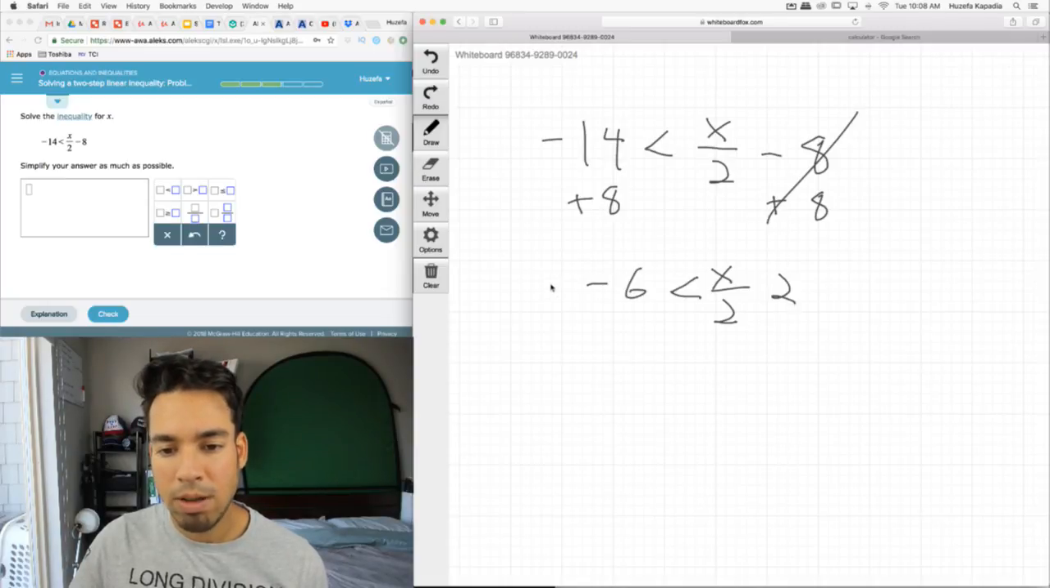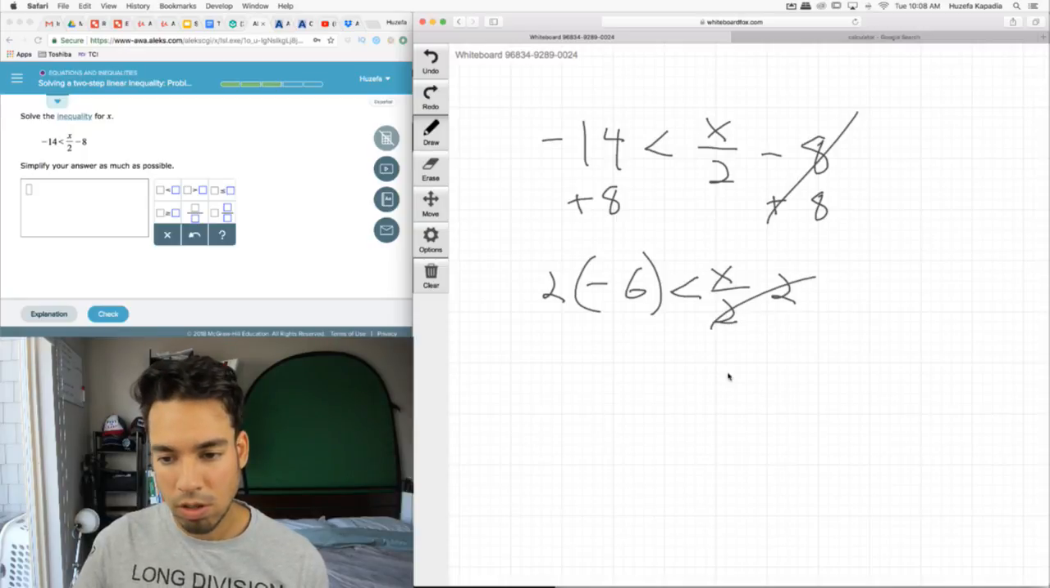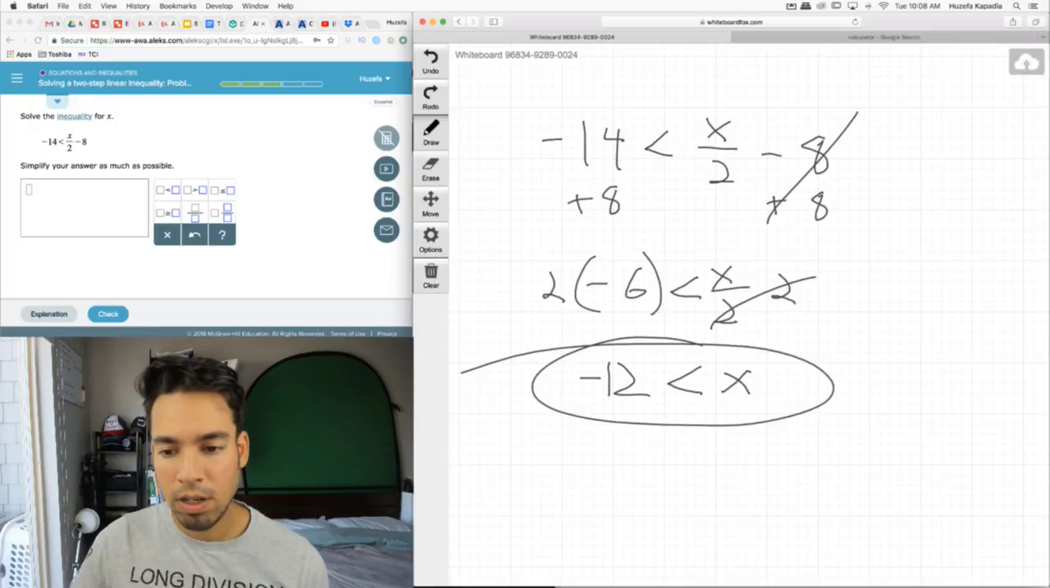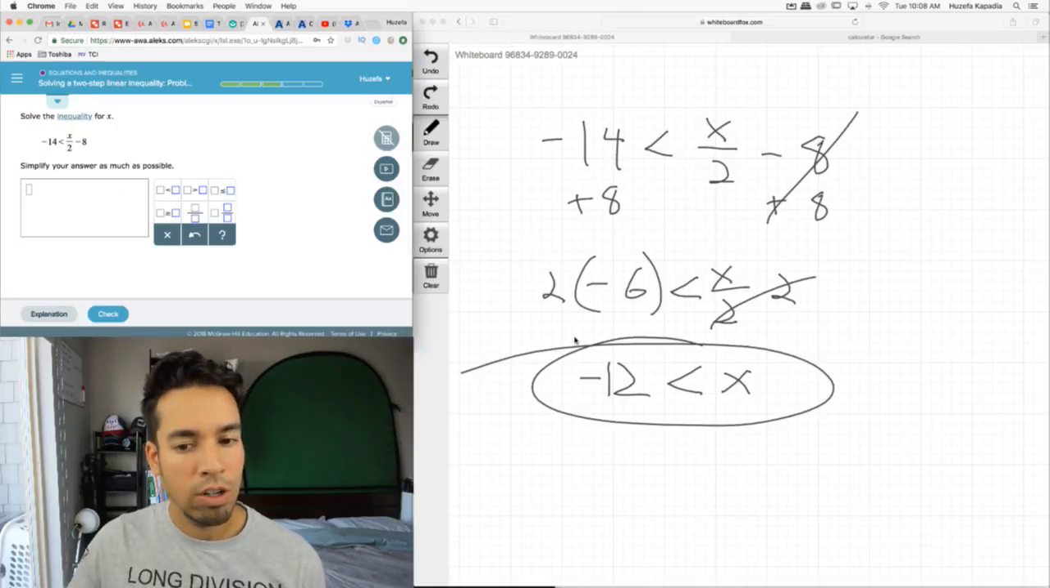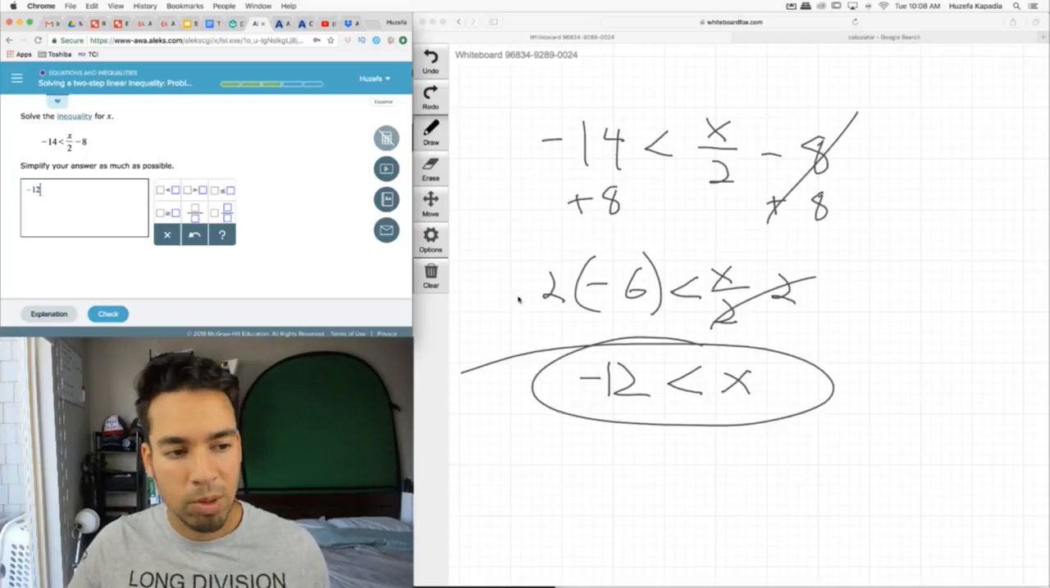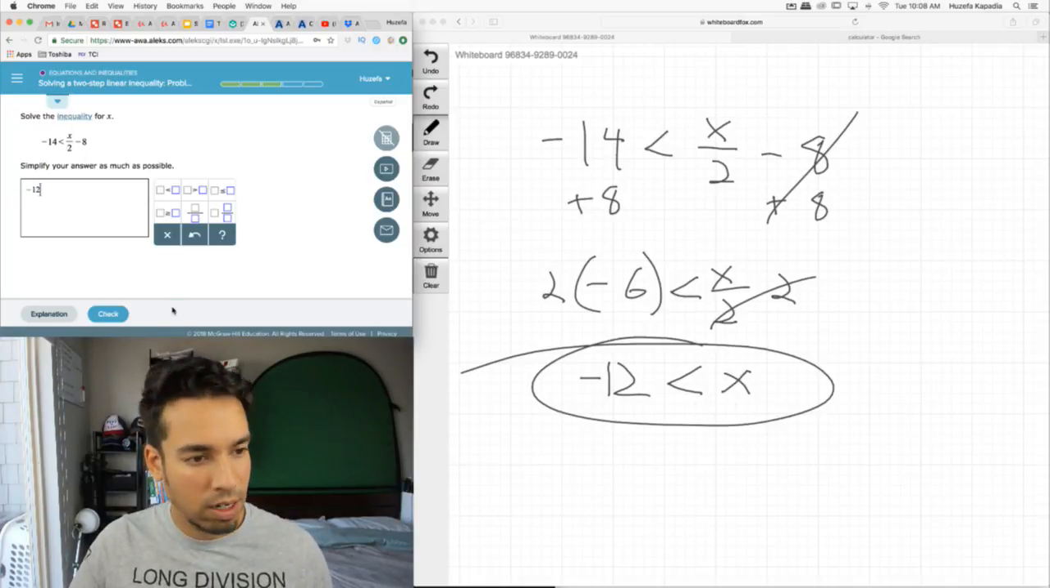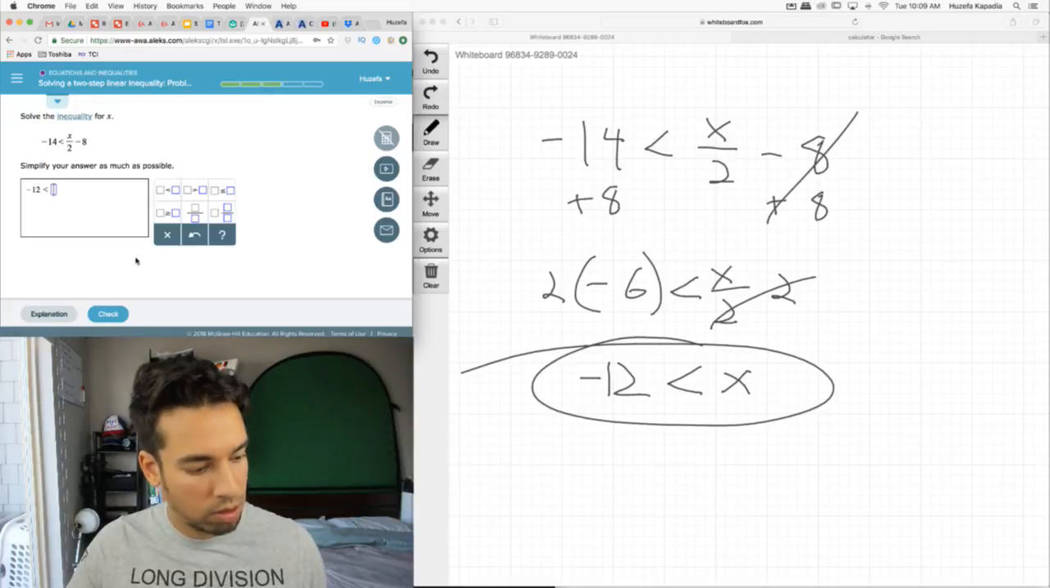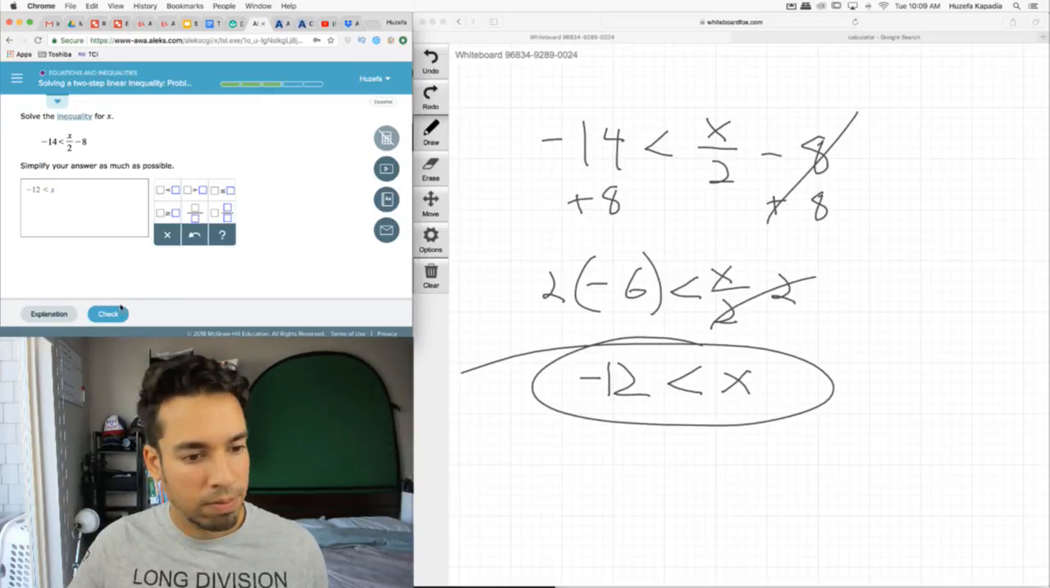And then I'm going to multiply both sides by 2. Opposite, x is divided by 2, so we'll multiply by 2. And we get x is greater than negative 12. And there we go. Now you notice this time x is on the right side. That's okay. I'm still reading it from the perspective of x. X is greater than negative 12. And we can definitely put it that way. Oh, whoops. I did it backwards. X is greater than negative 12.